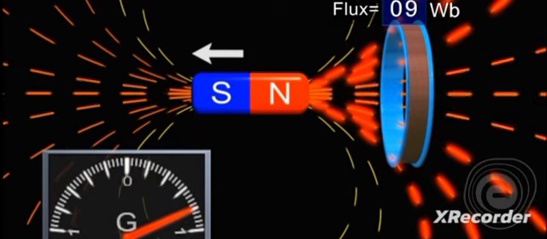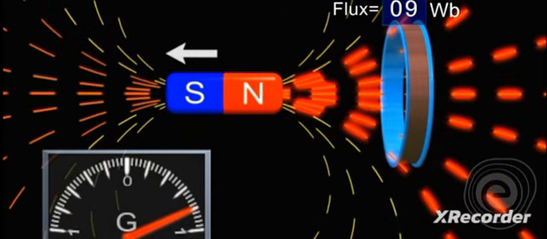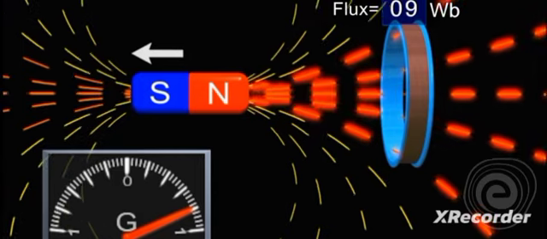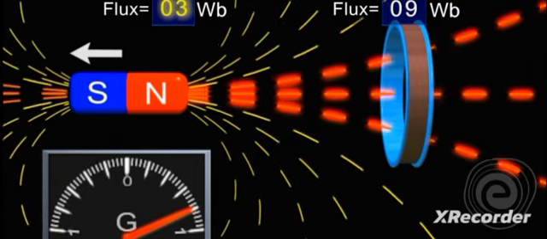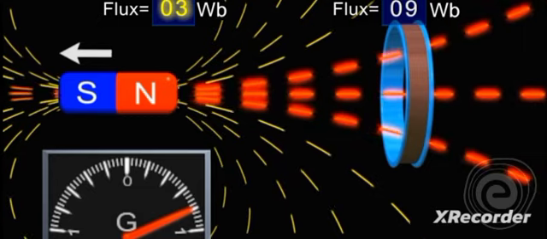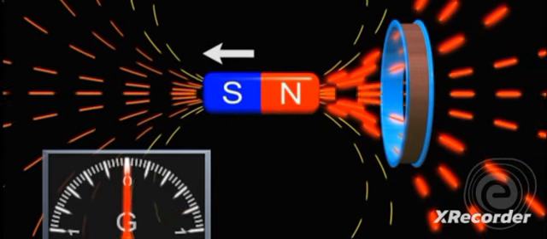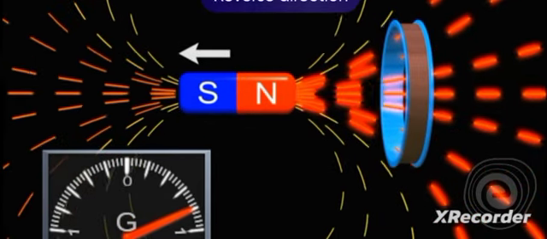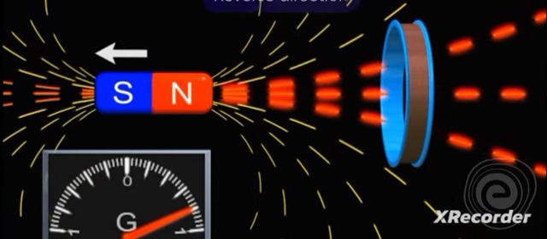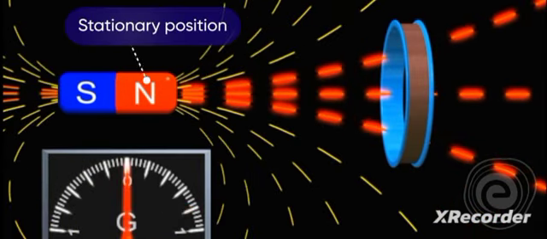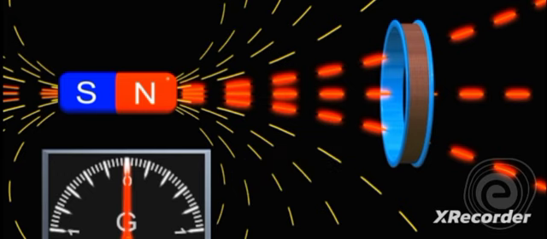Similarly, if we move the bar magnet away from the coil, the flux again changes from 9 Weber to 3 Weber, and so again an EMF is induced. But this is in the reverse direction as shown by the galvanometer. Once again, when the magnet is in a stationary position, the galvanometer shows 0 deflection.